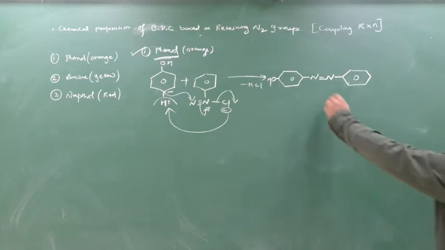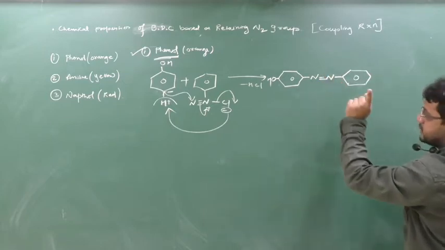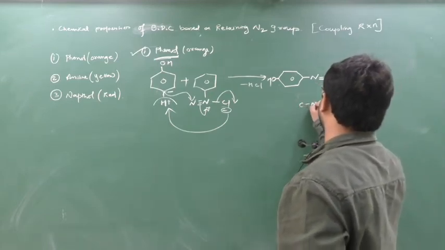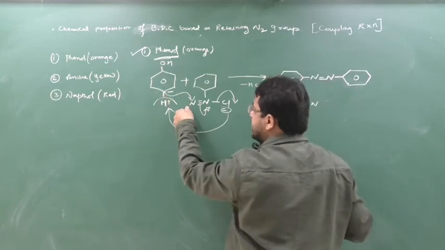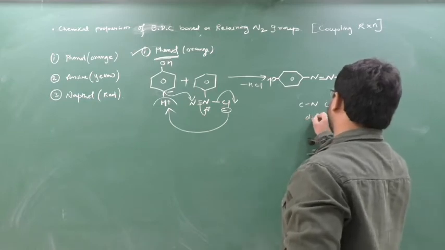See this nitrogen, 3 bonds, stable. This is nitrogen, N2, which means azo group. So it is known as diazo coupling or CN coupling, because the coupling is formed between this C and this N. So I can say CN coupling, or I can say diazo coupling.